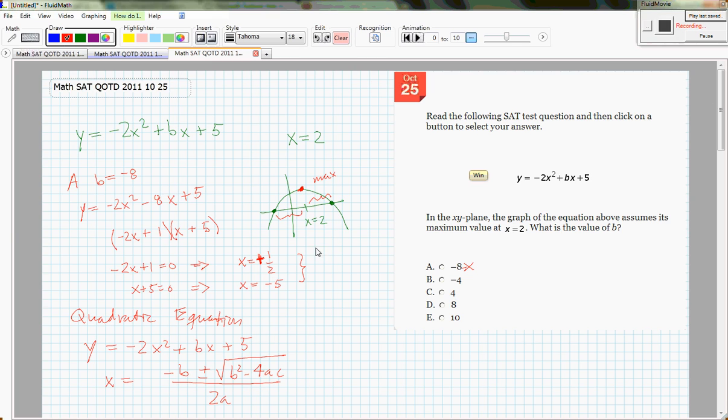So if x equals 2 is the maximum, then part of what I said is that this right here is 2, because then the roots are plus or minus this over 2a on either side. So what we want to do is say minus b all over 2a equals 2.